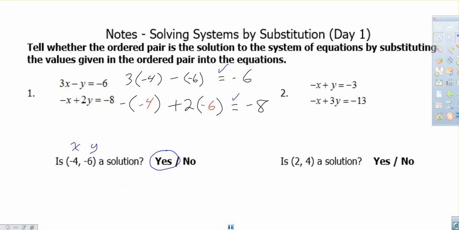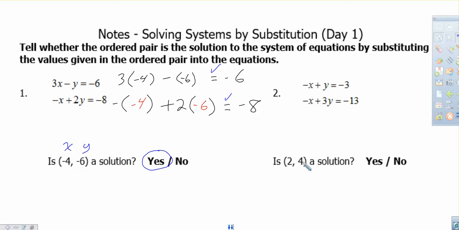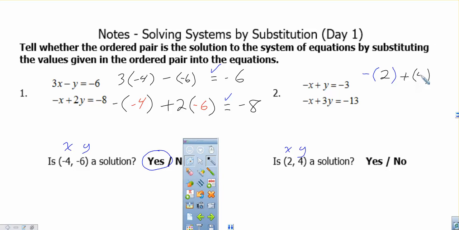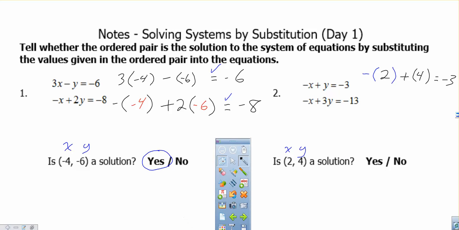Okay, let's try that into the second one. Take our x and y, 2 and 4, replace these so we get negative x, negative 2, plus our y is 4. Is that negative 3? That's actually positive 2. So that is a false statement. Since it has to be true for both of them, automatically we know the answer is no.